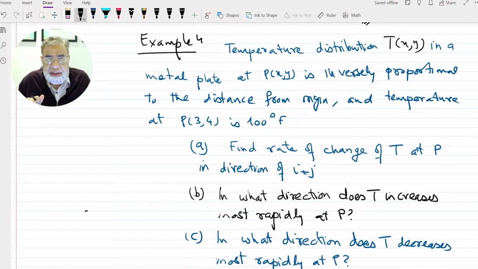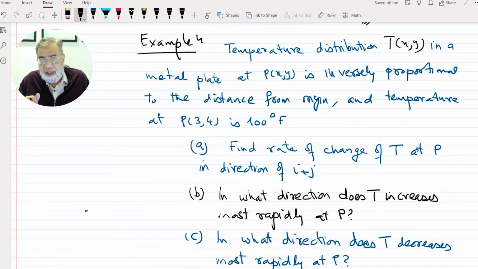I'm going to discuss another example. We are given the temperature distribution in a plate, and we are not given the function directly, but we are given the idea that it's inversely proportional to the distance of the origin from the point A. Point A is (x, y). We find the distance and we say that is the proportionality. But given here the value of the temperature at a certain point. So that will help us to find the constant of proportionality and to define our function.